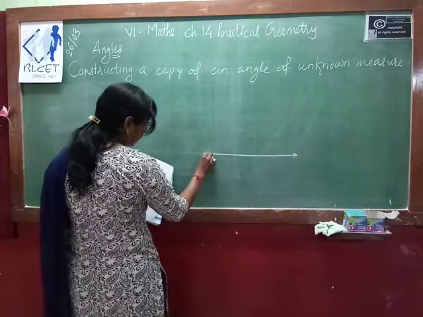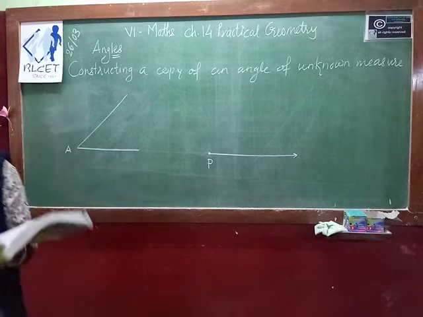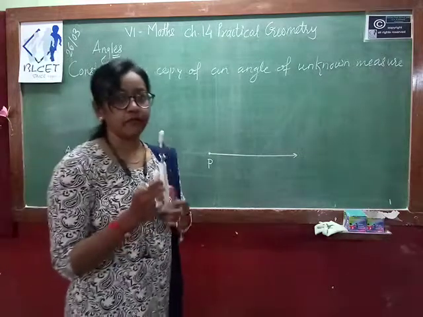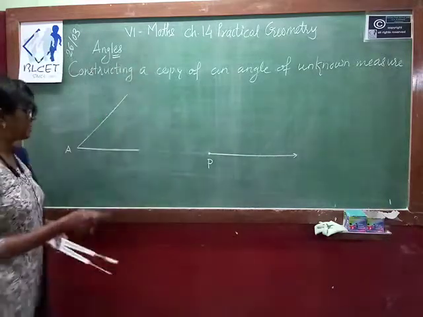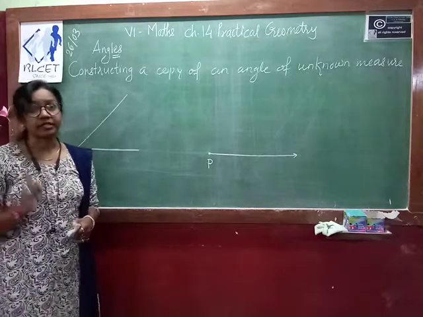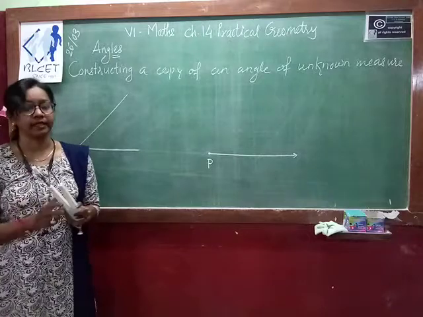And mark point P over here. Now what I have to do? You have to take a compasses. With the help of that compasses, we measure what is this angle. Measure means we just take a measure on this compasses. We will not actually measure in that angle.